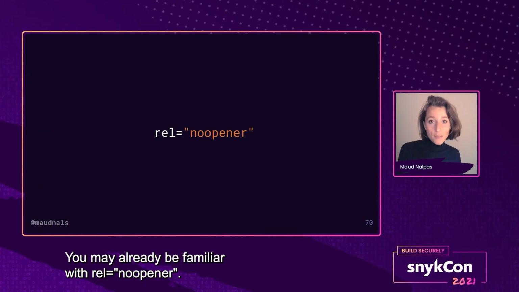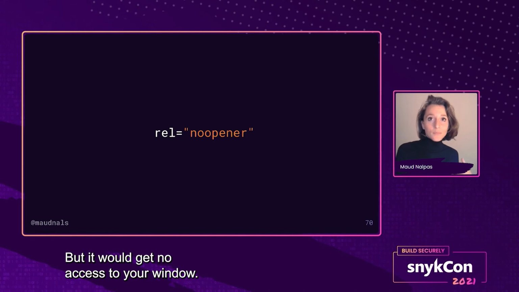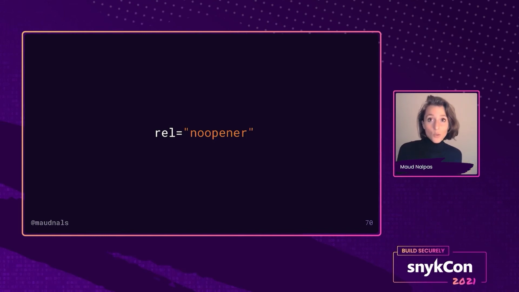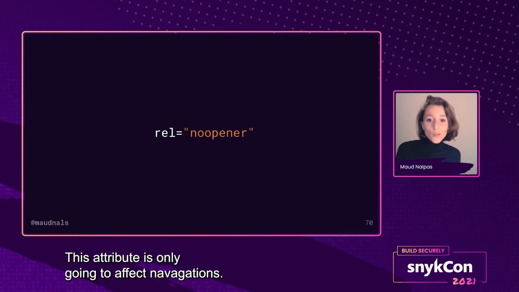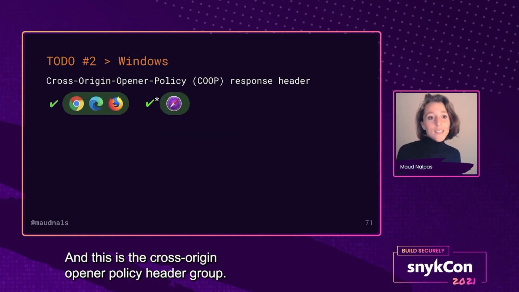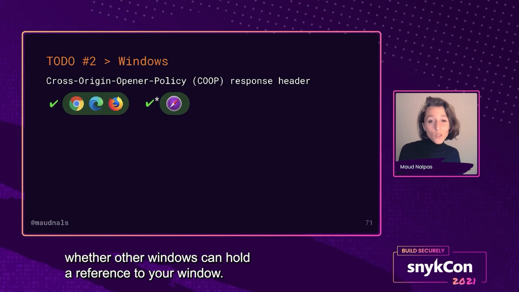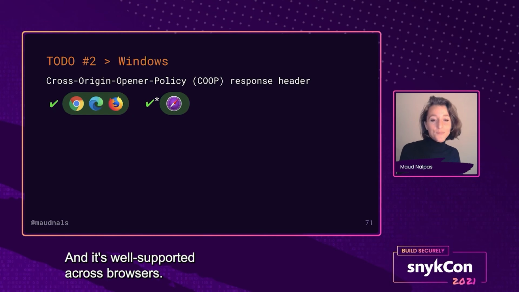You may already be familiar with rel=noopener. With that attribute, a link can be opened from your page, but it will get no access to your window. But this attribute is only going to affect navigations. So instead, you can use a header that gives you more control, and this is the Cross-Origin Opener Policy header, COOP. What this does is it tells the browser whether other windows can hold a reference to your window, and it's well supported across browsers.